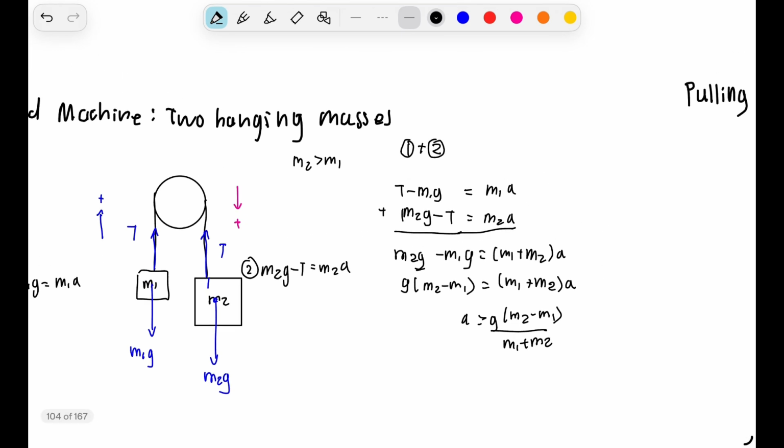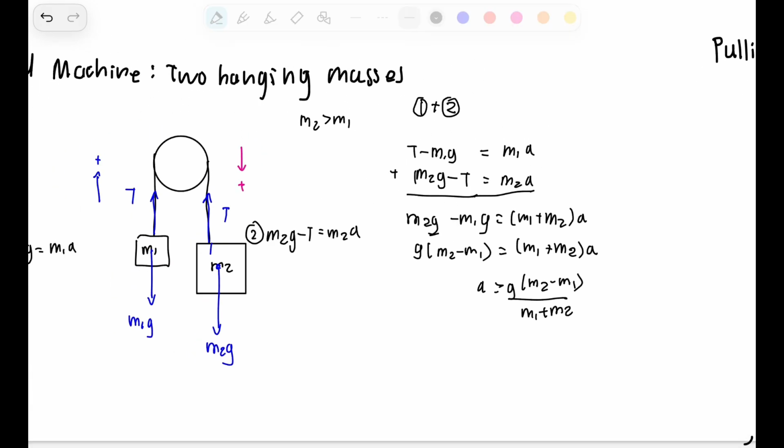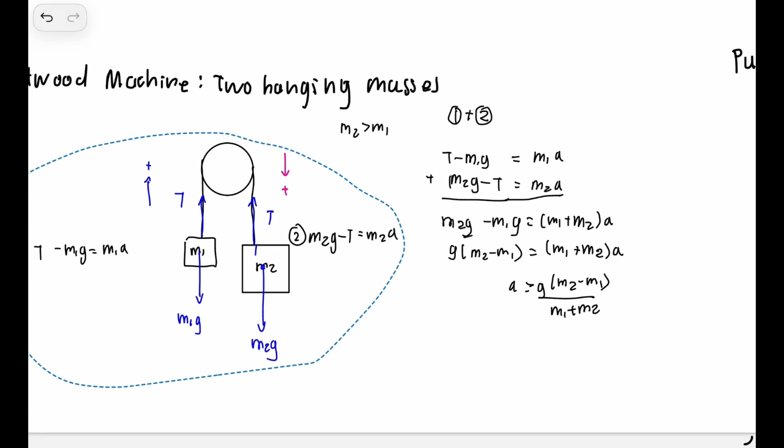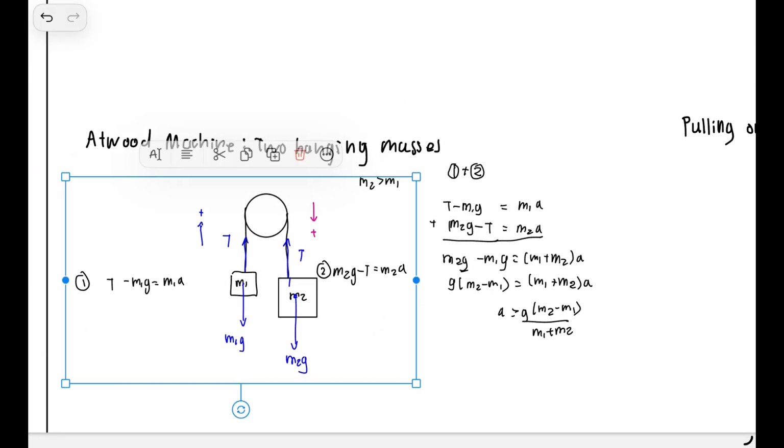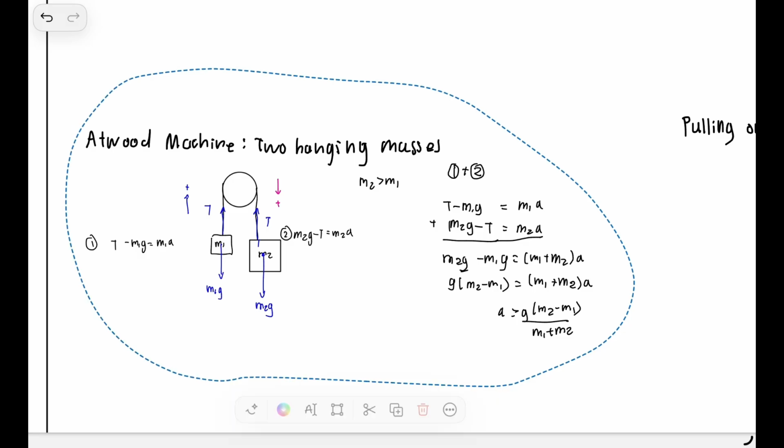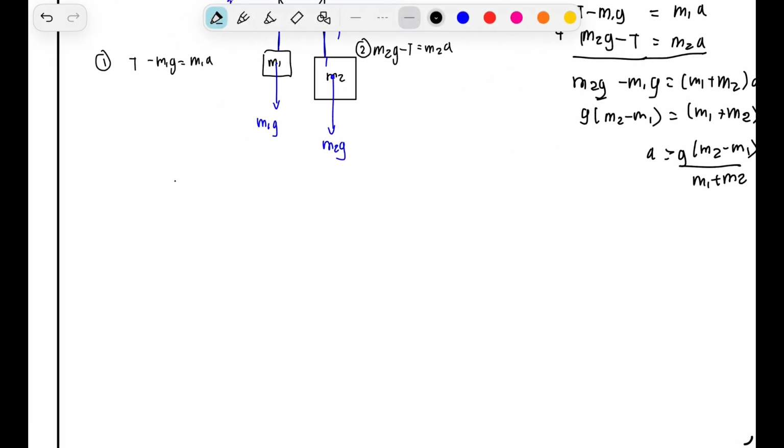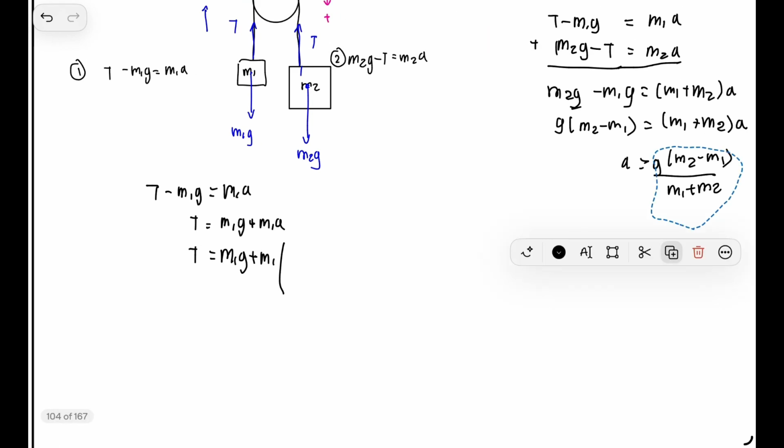Now, we found acceleration, but we also want to find tension. Let's actually move this over here, make some room for tension. Well, we have T minus m1g is equal to m1a. So we can rearrange for just tension as m1g plus m1a. So let's substitute in our a. m1g plus m1 times this, our expression for acceleration.